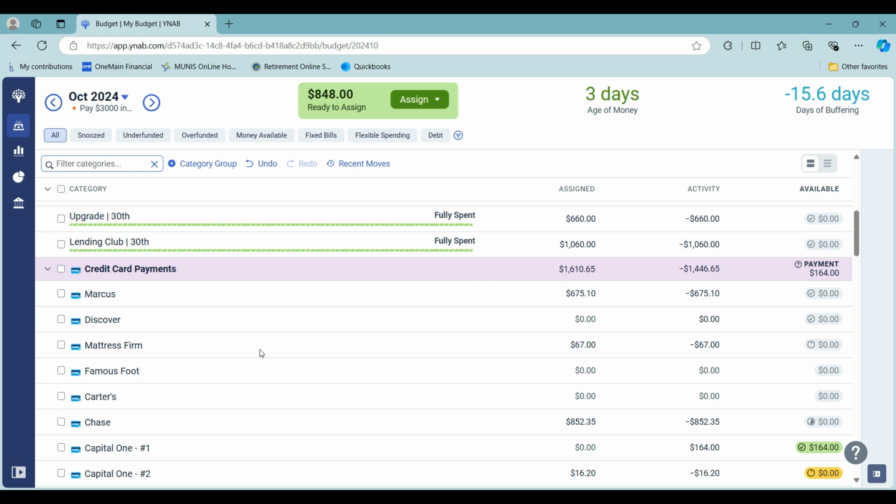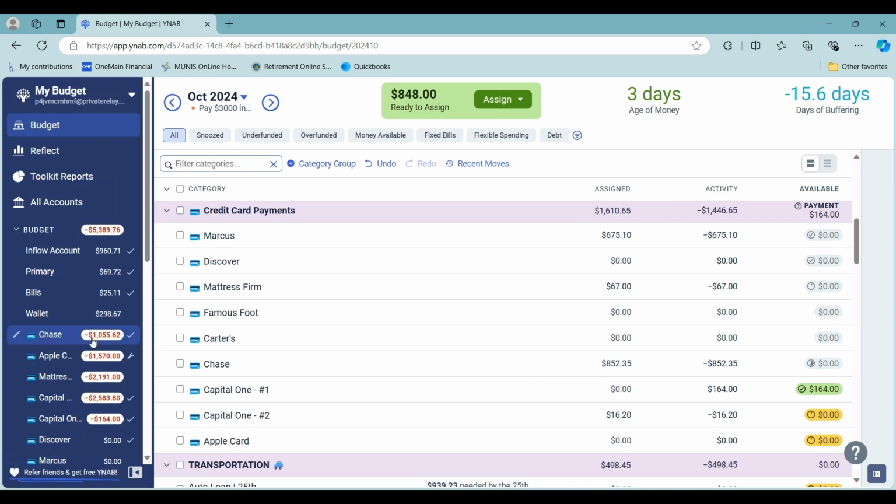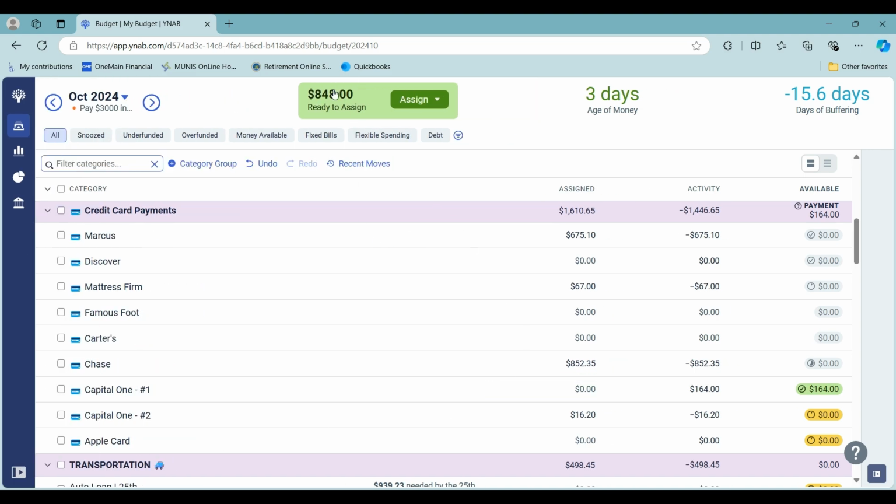So into the credit card section, everything is paid up. Marcus, Discover, Mattress Firm, nothing on Famous Footwear, nothing on Carter's. Chase, I do have a balance left on Chase, which is $1,055.62. That's the one that I'm thinking about assigning this money to because that's where the bill or the expense was charged to.